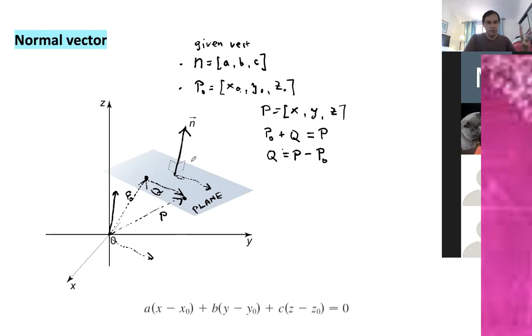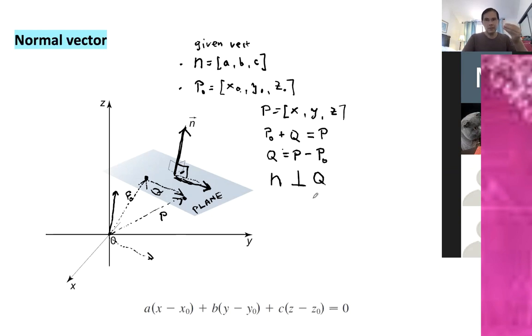So what do we know of this vector Q? This is the vector N, and this is the vector Q. This vector N has to be orthogonal to this vector Q.